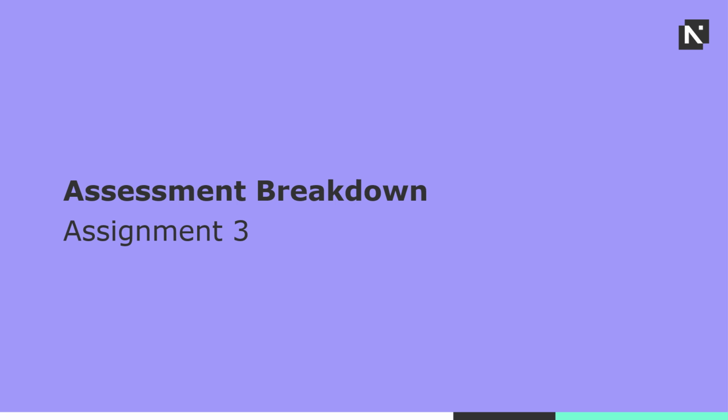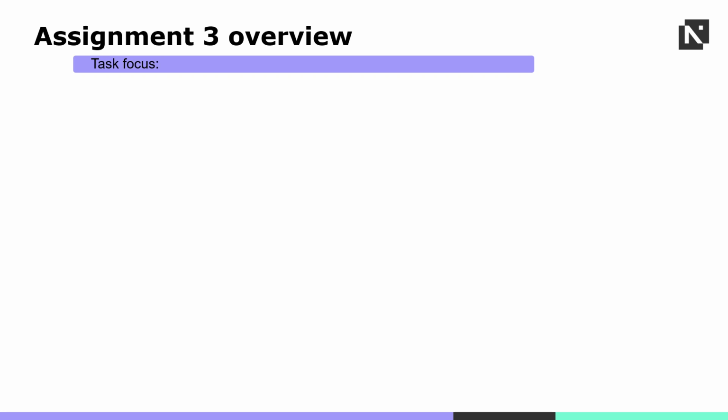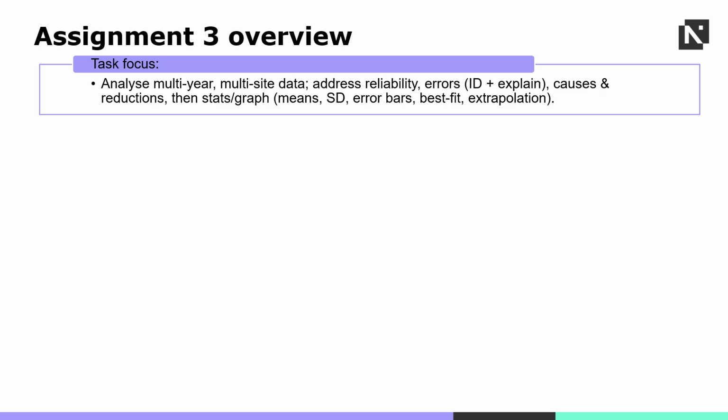This assignment is designed to test not only learners' ability to evaluate and synthesize evidence in writing, but also their capacity to articulate their understanding verbally, linking ideas to professional practice. So assignment 3 is a pure data analysis task. Learners must comment on reliability, identify and explain errors, give causes and reductions, and complete the statistical graphing: means, standard deviation, error bars, justified best fit, and appropriate extrapolation.